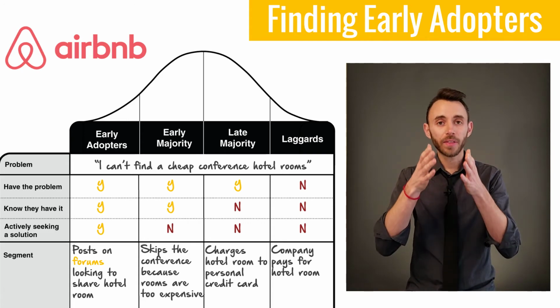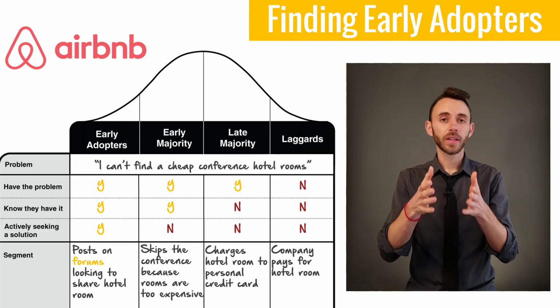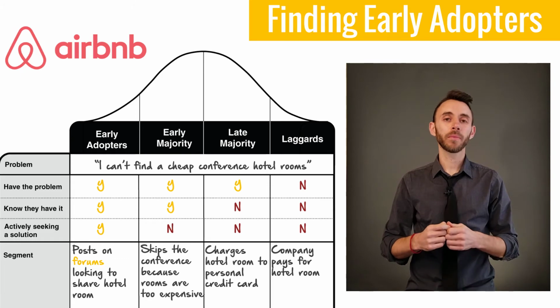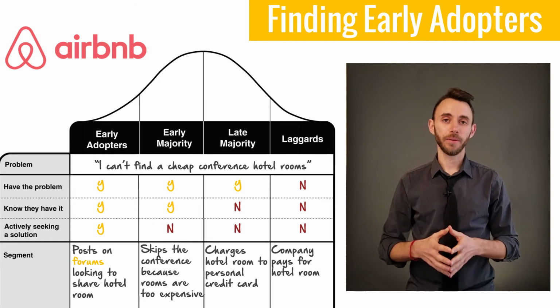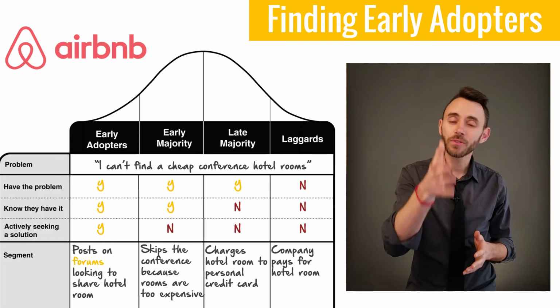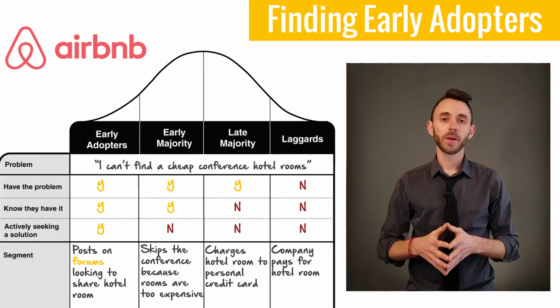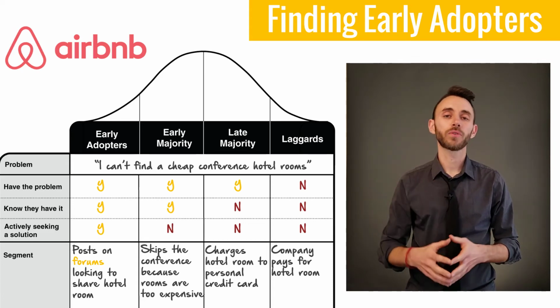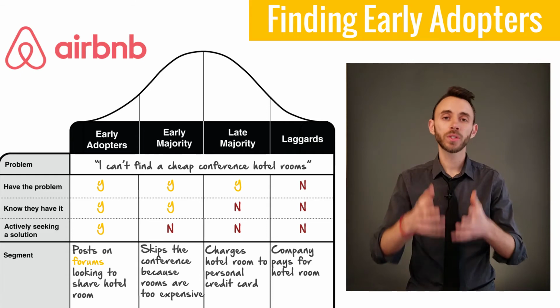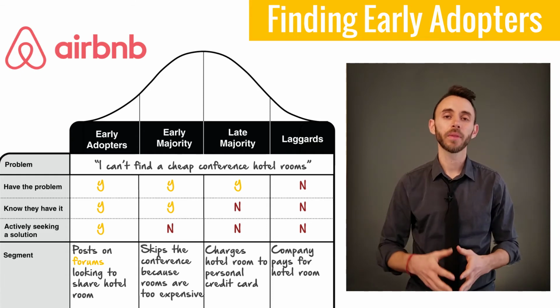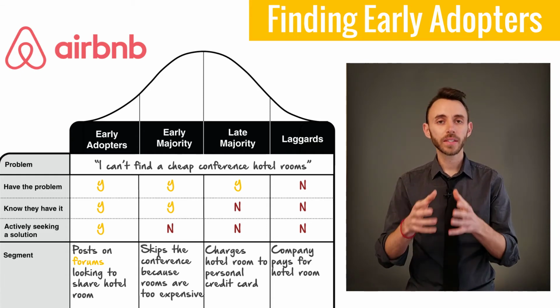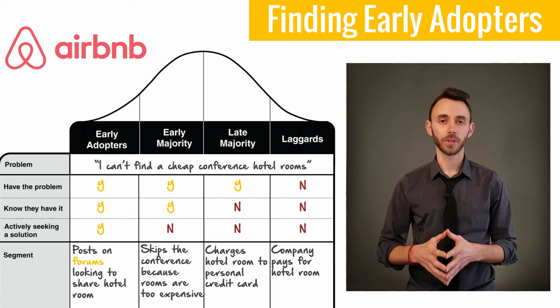And when we look at their behaviors that tell us they're seeking a solution to the problem, that's where we can find them. So in this case, we can find them on their forums. We can find them wherever they're searching for their hostels. Maybe they're posting on Craigslist. We can find them there. And this is the secret to finding early adopters.